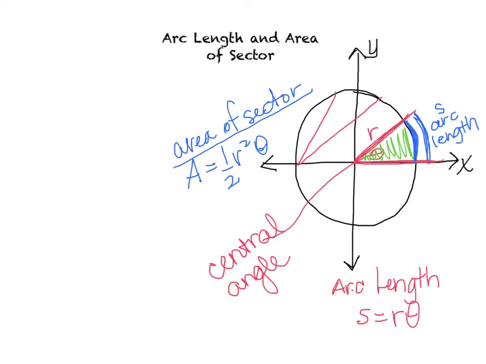So there are two formulas that you'll need to learn. Arc length is S equals the radius times theta, and theta is in radians. And the area of the sector is area equals 1/2 R squared theta, where again, theta is in radians.